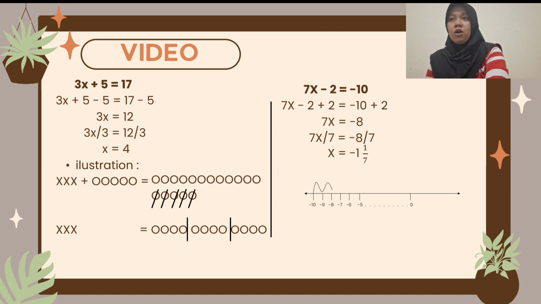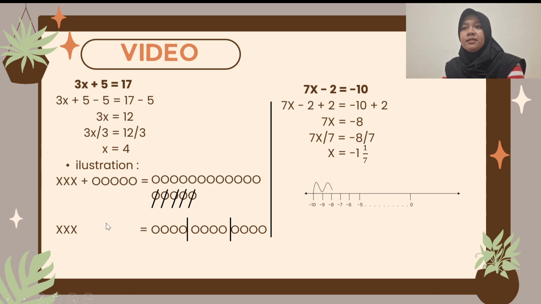Okay, from the video we have two problems. The first problem is 3x plus 5 is 17. First, we add minus 5 from both sides, and we have 3x is 12, and we divide by 3 from both sides, and we have x is 4. Okay, this is the illustration: 3x from here, 5 circles from here, and 17 circles from here.